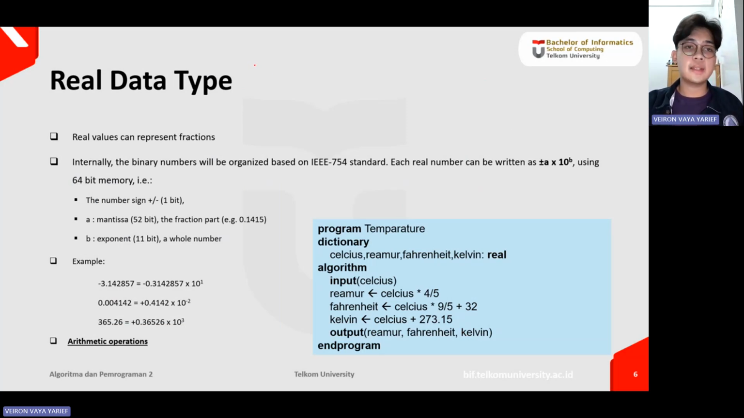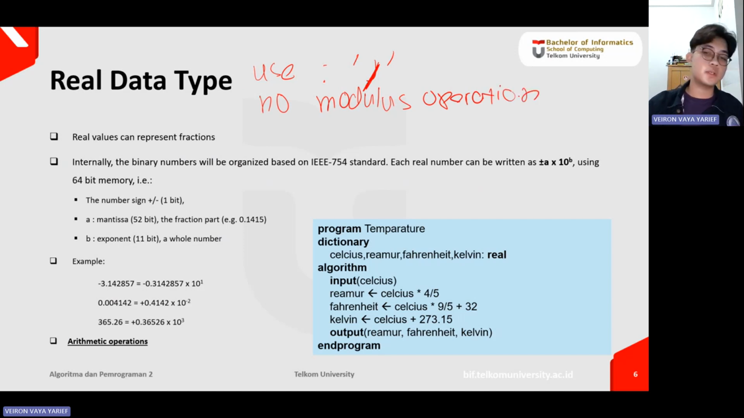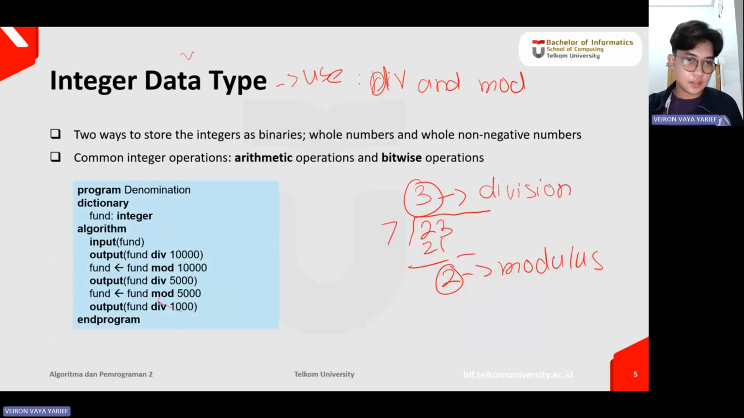So if we jump to the next data type, it's real. It can represent fractions, decimal points for real data types. So what you use here is this symbol, okay? Division symbol, okay? And it doesn't have a modulus operation, okay? No modulus operation. That's what's important in real data types. So if you see here, it uses this, but here you see it using div.